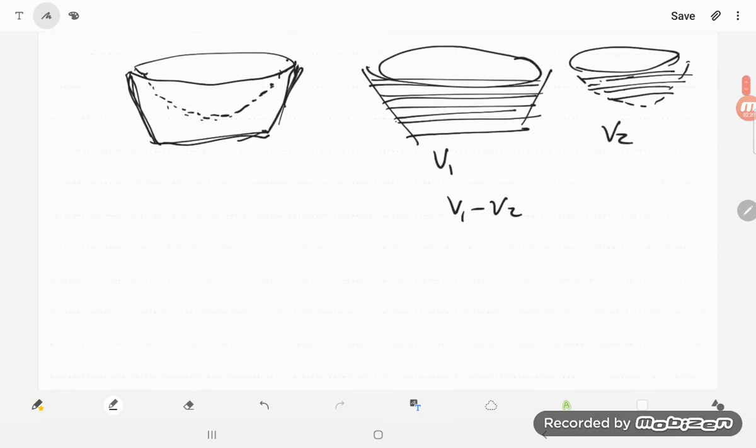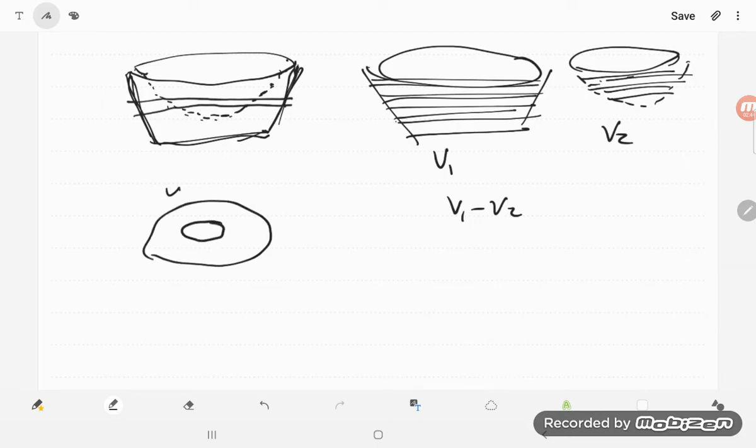Okay, but if you look at, say, a slice up through here, what you'd see is the outside of the bowl and the inside of the bowl, and you'd say, oh, that looks like a washer. Okay, well, what's the volume of a washer? And let's look at the volumes of these V1 and V2.